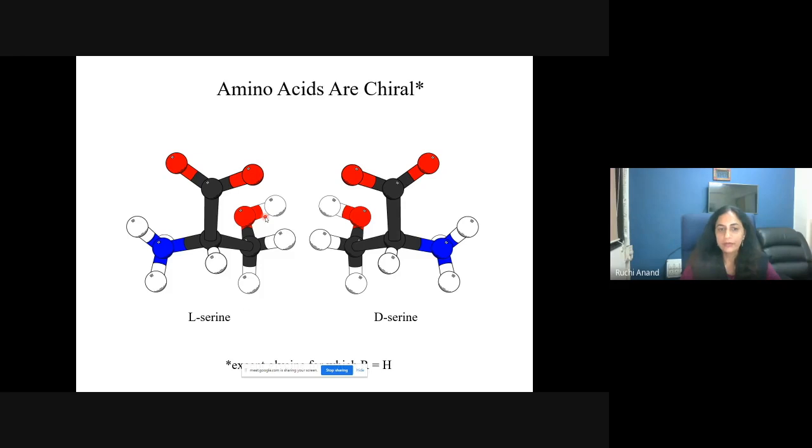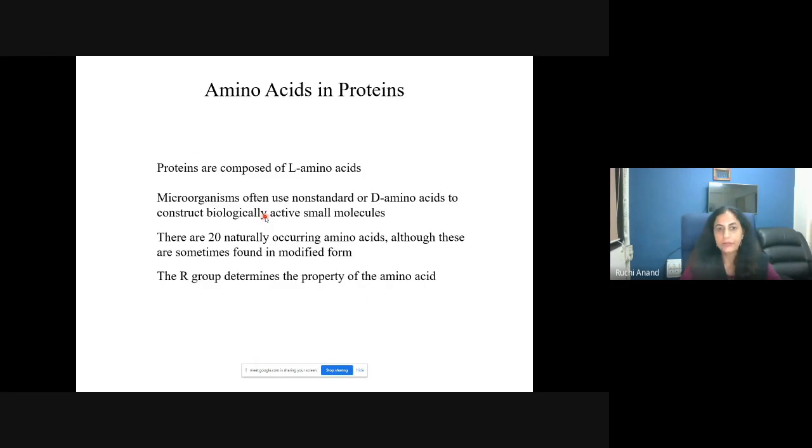You only have L amino acids, and that's what you have in nature. So all proteins are composed of L amino acids. There are about 20 naturally occurring amino acids. There are some unnaturally occurring amino acids also. And the R group determines the property of the amino acid. What I mean by the R group is the side group. All of them have the carboxylate, the NH2 and the hydrogen moiety attached to it, but it is only the side group, called the R group, that changes, which is different for all 20 amino acids.